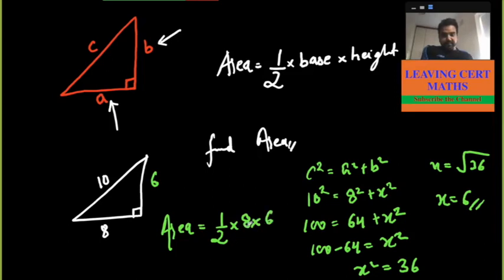So this will be 48 divided by 2, which is 24. And always give, if nothing is given, you can give unit square, right?